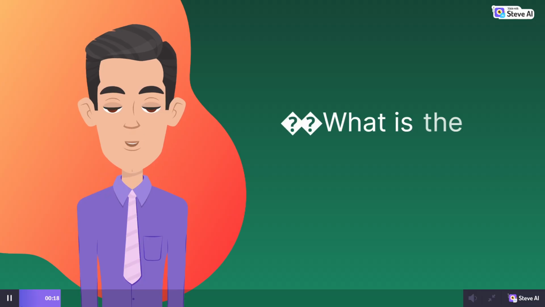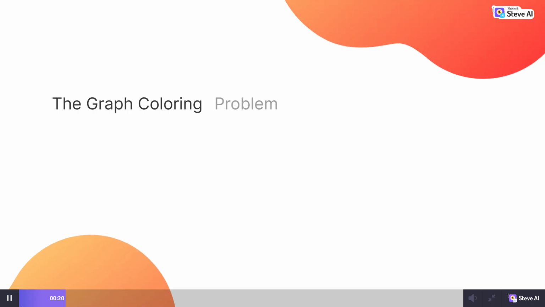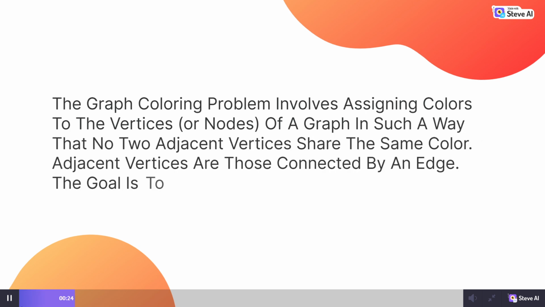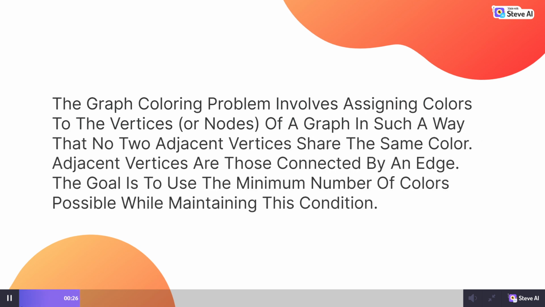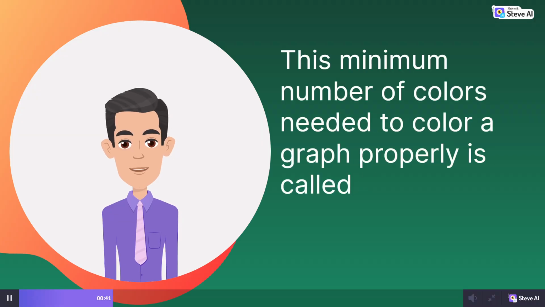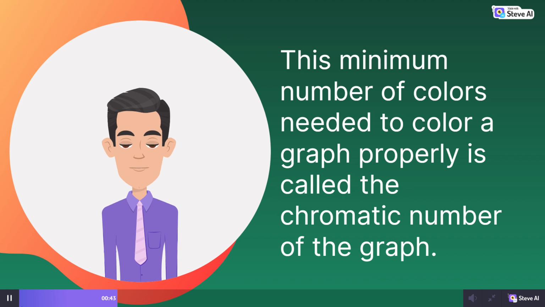What is the graph coloring problem? The graph coloring problem involves assigning colors to the vertices, or nodes, of a graph in such a way that no two adjacent vertices share the same color. Adjacent vertices are those connected by an edge. The goal is to use the minimum number of colors possible while maintaining this condition. This minimum number of colors needed to color a graph properly is called the chromatic number of the graph.